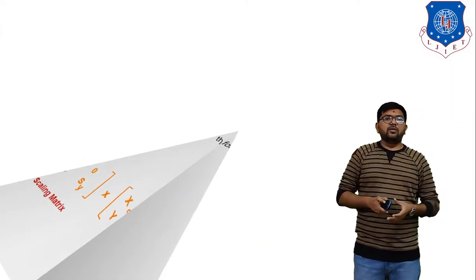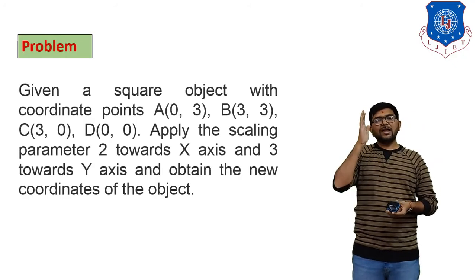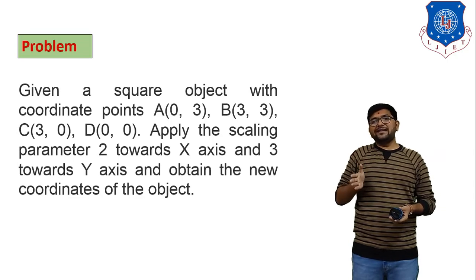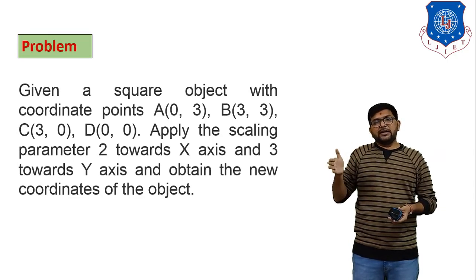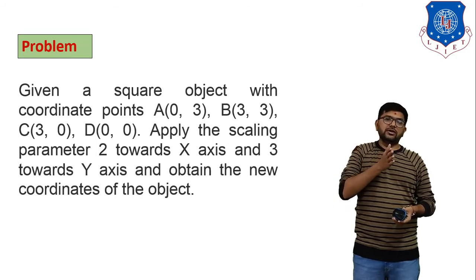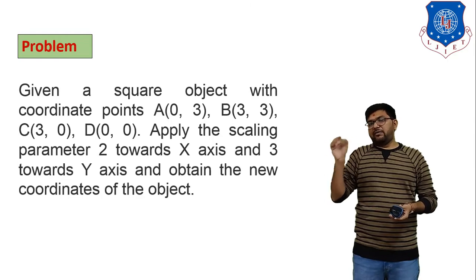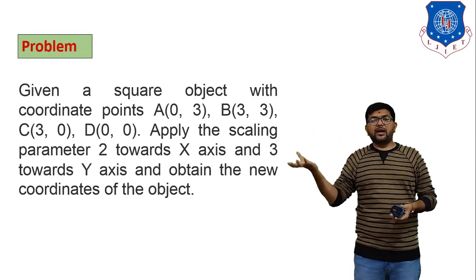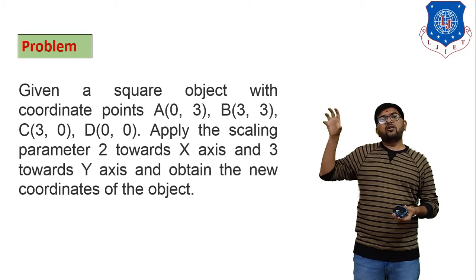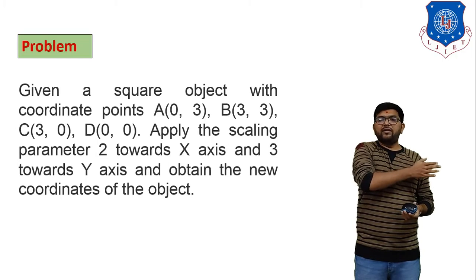So now we have to solve a numerical based on the scaling geometric transformation. Given a square object with coordinate points a (0, 3), b (3, 3), c (3, 0) and d (0, 0). We have four coordinates. We have to apply the scaling parameter. That means either we have to enlarge the size of the object or reduce the size of the object. That depends on the value of the scaling factor.